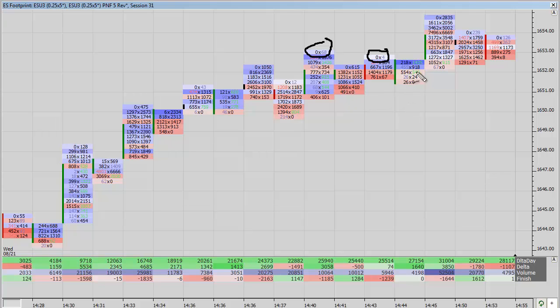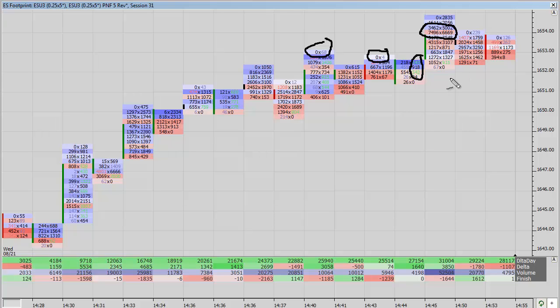So as we came down, I was looking for more of an exhaustive move. We had a couple more buy-side imbalances show up, and then boom, this was our tell right here. See this volume that came in on the footprint? Killer. Love it.